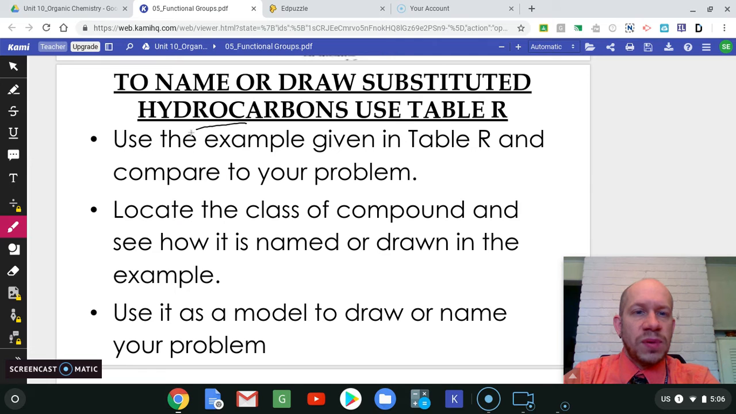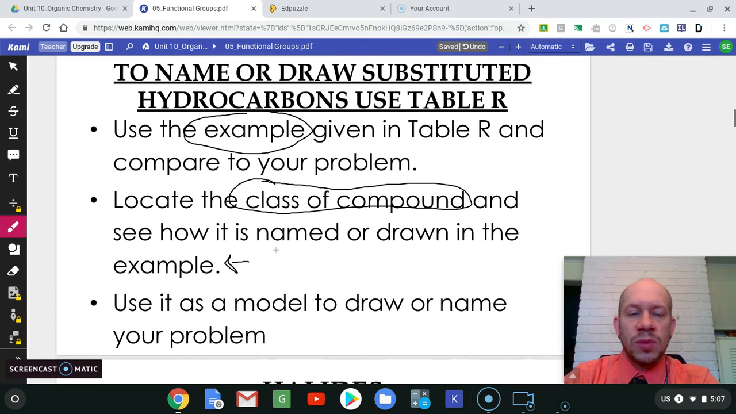Use the example given in Table R, which is the far right column in Table R, and compare it to your problem. Locate the class of compound, which is the far left column in Table R, and see how it is named or drawn in the example. Use that example as a model to draw or name your problem.